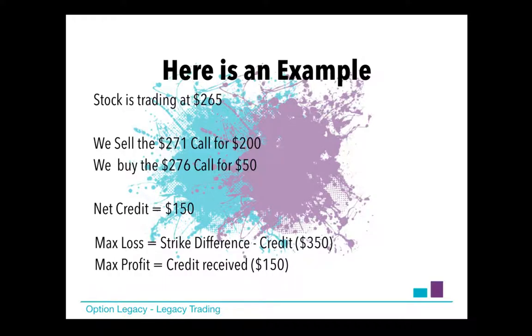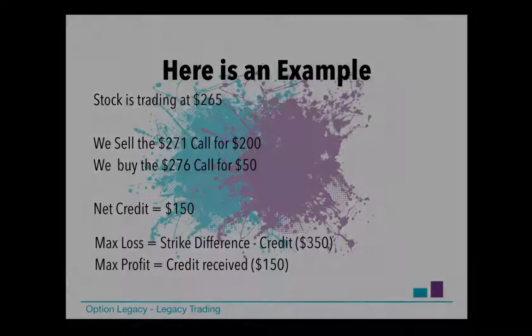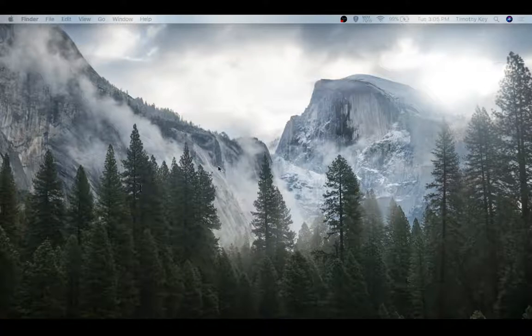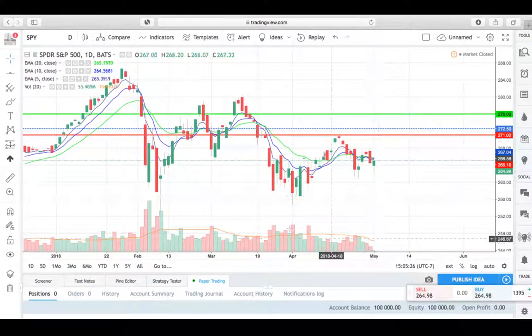Then the max profit is simply the credit that you received. So that net credit that you received of $150, that's the max that you can get. So let's go and look at a chart and put this thing out for you guys.